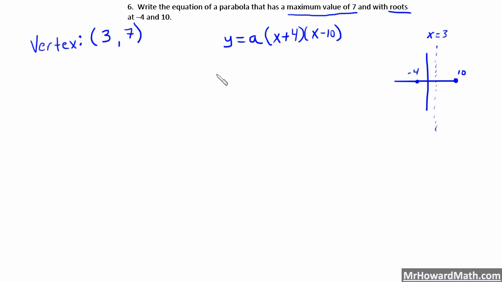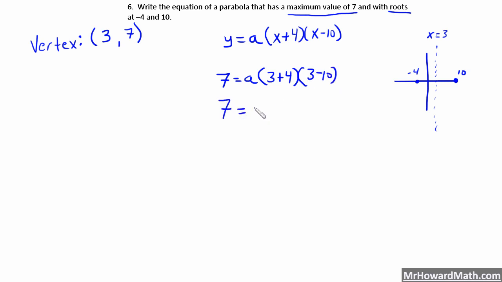Okay, so for y, we're going to sub in 7 equals the a that we're looking for times x. We're going to sub in the 3 for x. So if we have 3 plus 4 here, we just subbed in 3 right there. We're going to sub in 3 right here now. So that's 3 minus 10 here. Now just work this out.